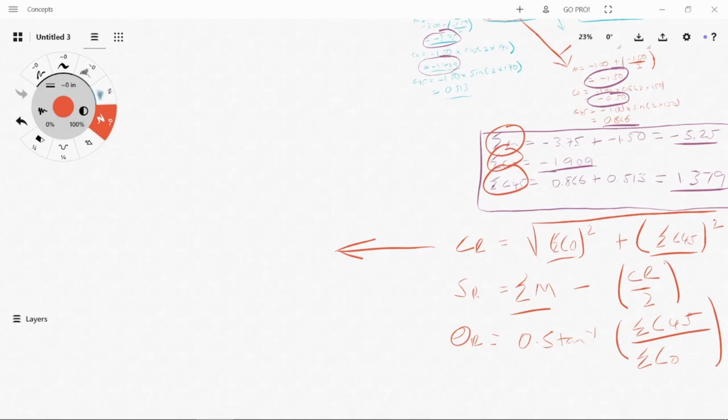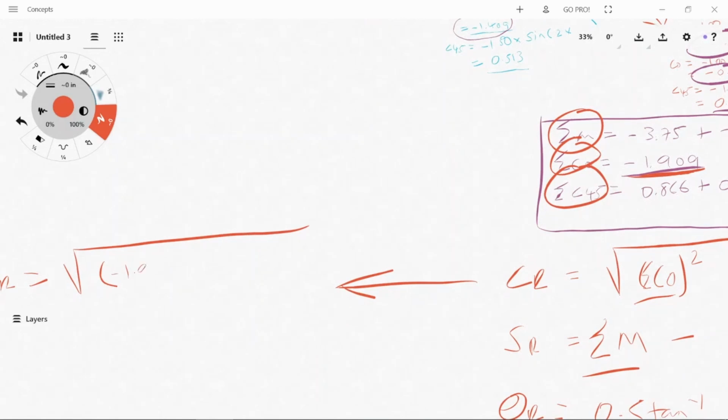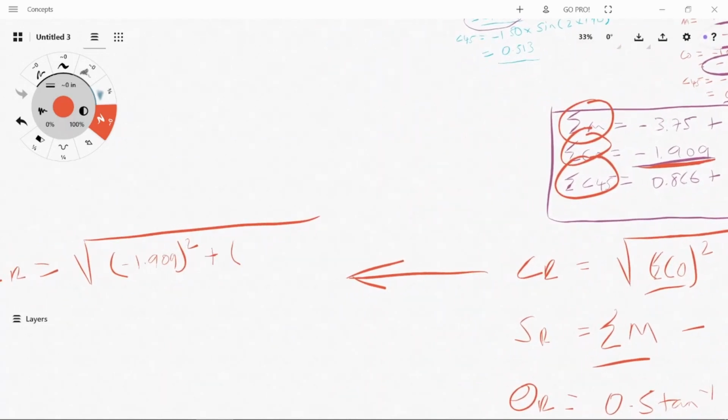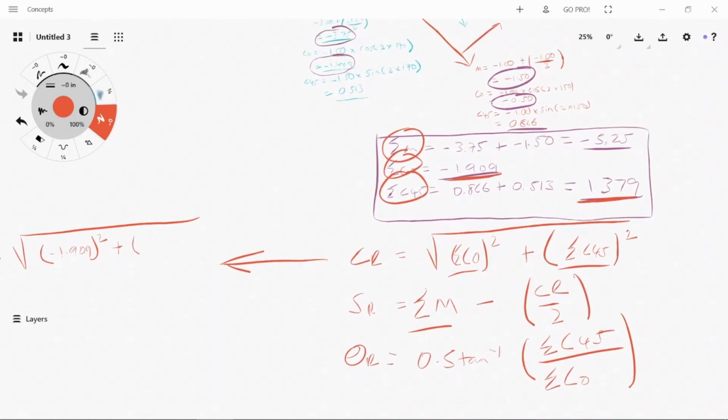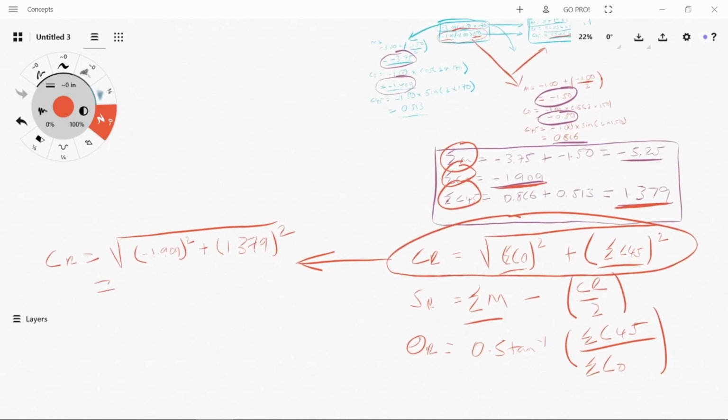So CR equals the square root of C0, which we worked out as minus 1.909, so minus 1.909 squared, plus C45 squared, which is 1.379. Again, I'm just using this formula to work out the resultant cylinder. So C45 is 1.379 squared, and I'm going to pop this into a calculator: the square root of minus 1.909 squared plus 1.379 squared gives me 2.35. That is for the cylinder.